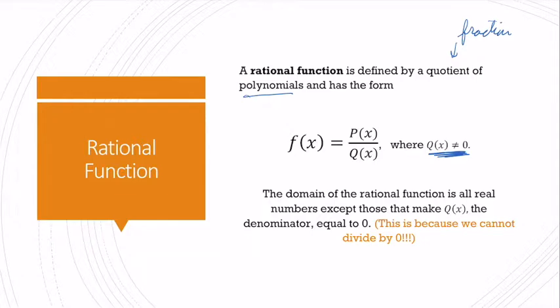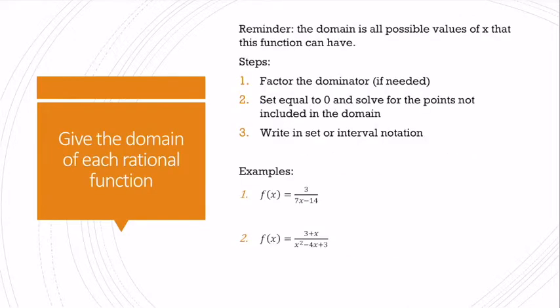The domain of the rational function is all real numbers except those that would make our denominator equal to 0. Okay, so this is because we cannot substitute in any x values that would make us have to divide by 0. So the way we find domains is this. I want to factor the denominator. I need to set the denominator equal to 0 and solve for the points not included in the domain. I then want to write that domain in set or interval notation.